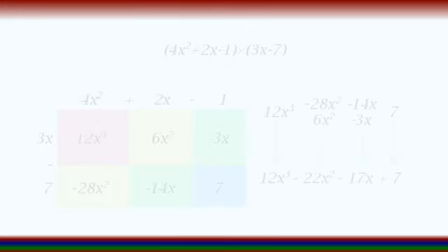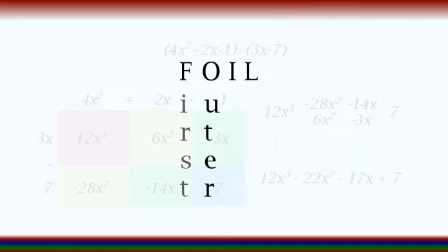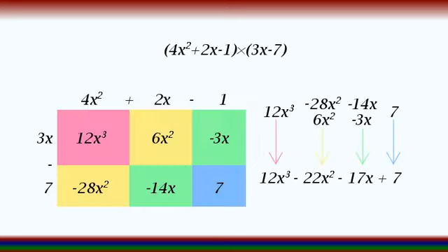Students who have seen this before are usually tempted to ask about the mnemonic FOIL. This acronym stands for first, outer, inner, last, and reminds students to follow that order when doing distribution. But it's super important to remember that FOIL is distribution, but distribution is much more than just FOIL.